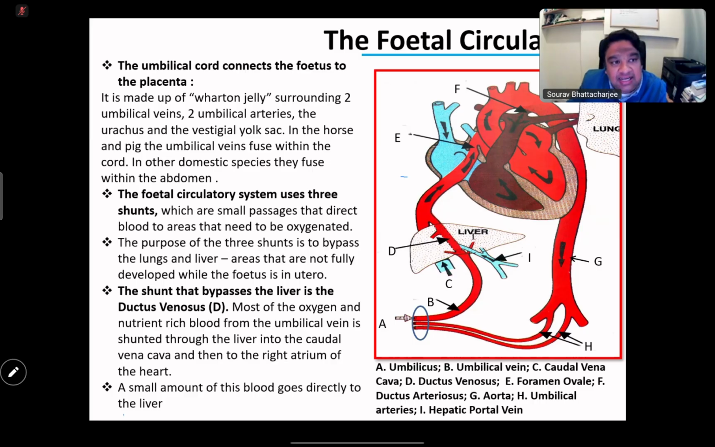So there are 3 such shunts. Number 1, remember this very, very clearly: ductus venosus, to bypass the liver. So to bypass the liver, 1 shunt, ductus venosus. To bypass the lungs, there are 2 shunts, foramen ovale and ductus arteriosus. This ductus arteriosus is coming from the left sixth aortic arch. So in embryology, this question has been asked many times as MCQ.